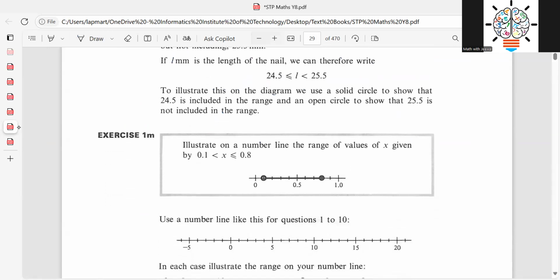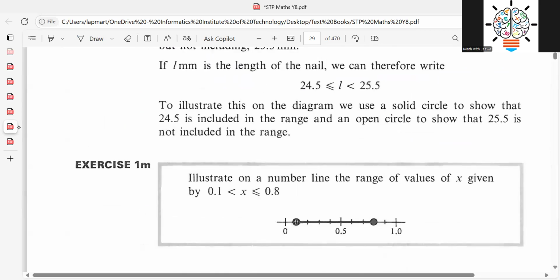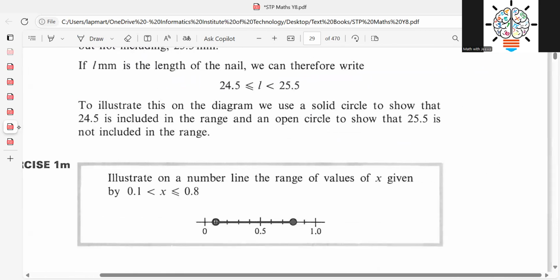And then they have shown how we are going to mark these decimals on the number line. Here, children, they have marked on the number line itself, but I suggest you mark it like this. So you have this as 0 and let's say this is 1. In between that we have 0.5. So this is 0.5, 1, 2, 3, 4, something like this. So then you want to mark 0.1. So this is 0.1.